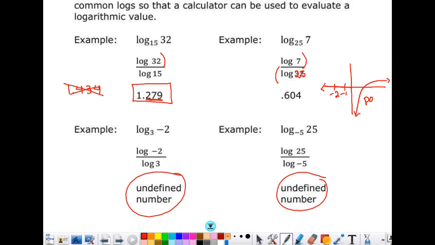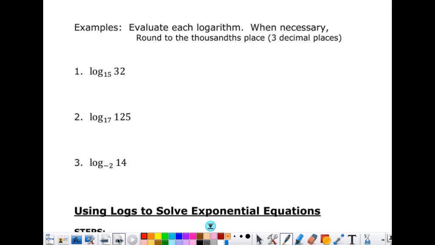Okay, so then on the next part, they just give us some more to practice with. I don't think we need to practice every single one of these. What's this one going to be right here? Undefined. Why? Because we have a negative number.